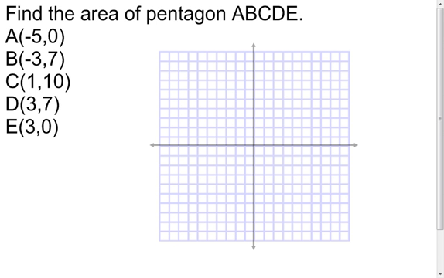And now my last one, I have a pentagon, it tells me, pentagon A, B, C, D, E, and it's on the coordinate grid. So the first thing I'm going to want to do is graph my points. -5, 0, there's my A. I have -3, 7, there's B, 1, 10 is C, 3, 7, there's D, and then E is at 3, 0. So I need to find the area of that pentagon.